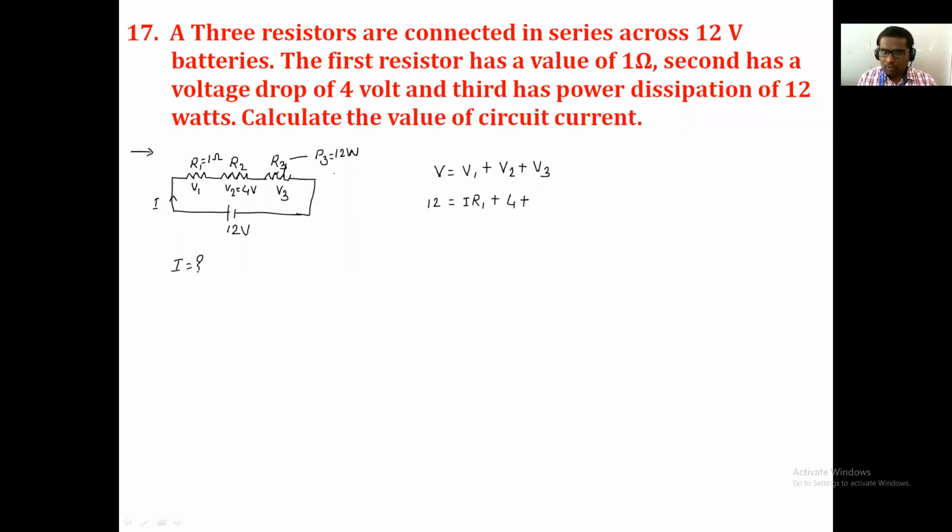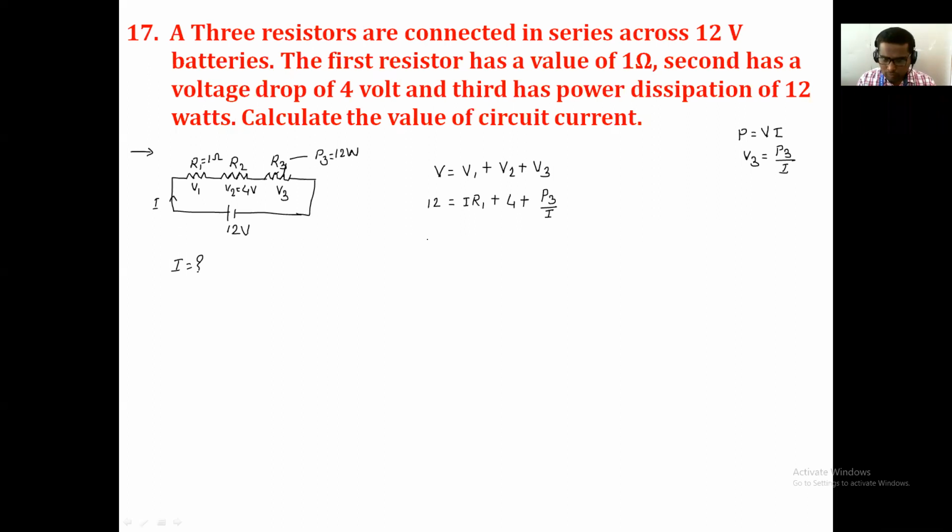We don't know that V3, but they have provided the power consumption. So what is our formula for power? P is equal to V into I. Is it right? So in terms of this V3, can I write it down? V3 is equal to P3 upon I. If I transfer this I to the left hand side, it should be divided into the power. So I can write that V3 is nothing but P3 divided by I. Is it okay?